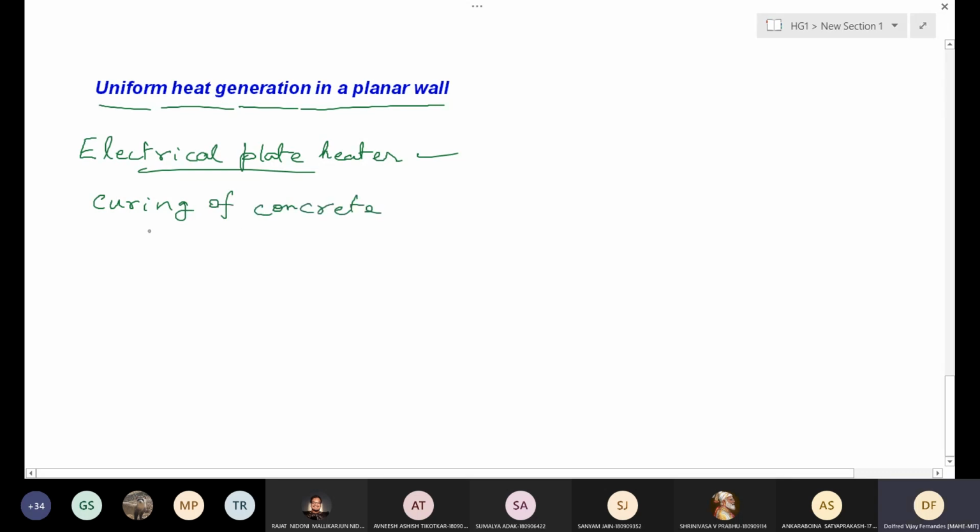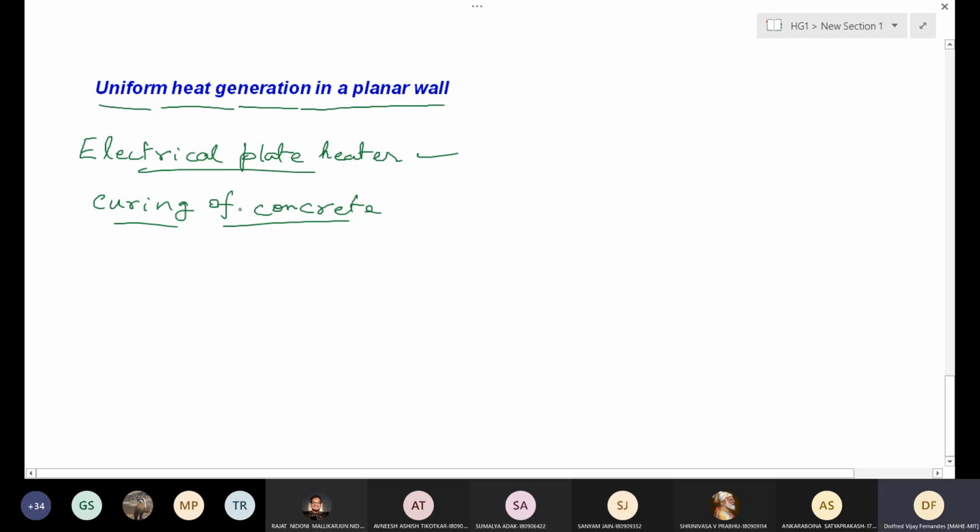Right? So you might have heard of the curing of concrete. In the initial stages of construction, usually the concrete slabs, what we will do is pour water every day, 2 or 3 times, to cool it and cure it. There will be heat generation within the wall, and that rate of heat generation will go down with time.